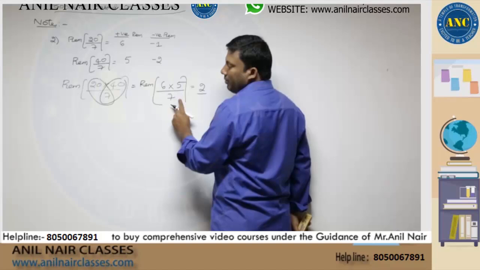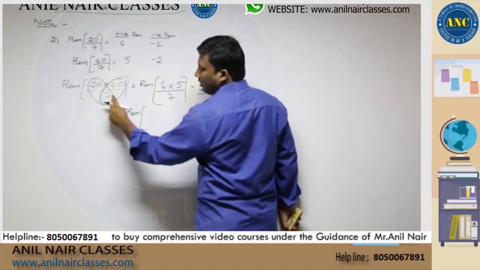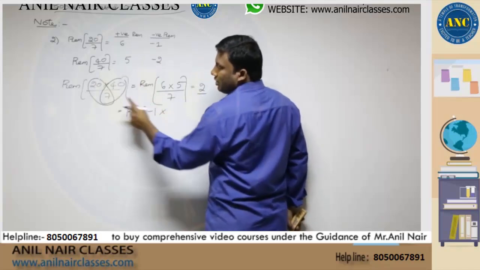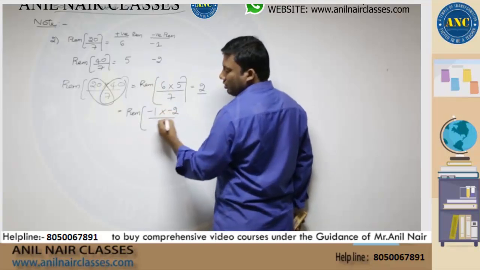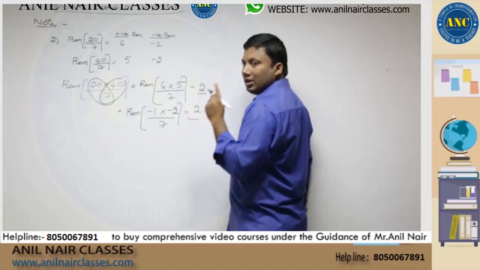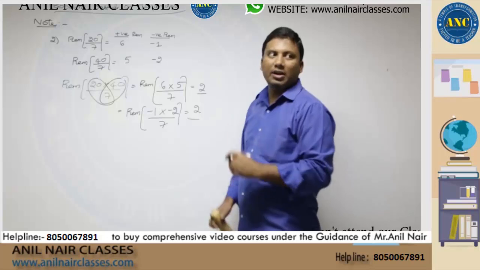Suppose this I did by using positive remainder. Now negative remainder. 7 3s are 21. What is the negative remainder? Minus 1. 7 6s are 42. What is the negative remainder? Minus 2. Minus 1 into minus 2, what is the answer? 2. Either you use a positive remainder or negative remainder, you will get the same answer.